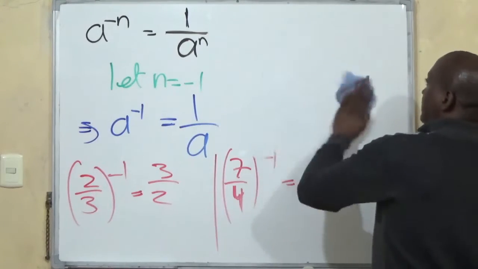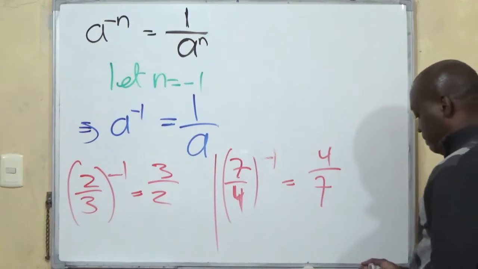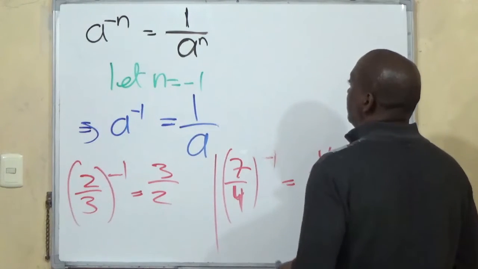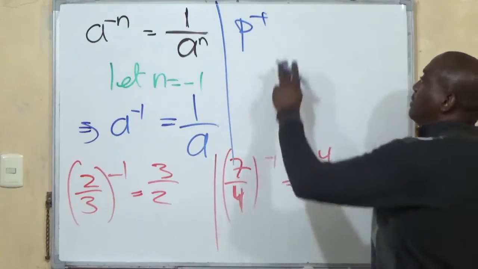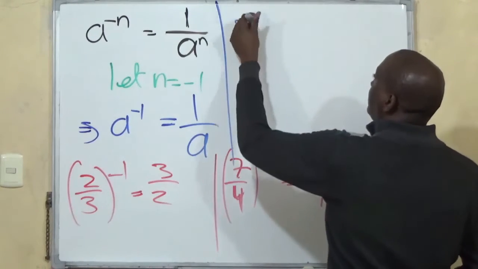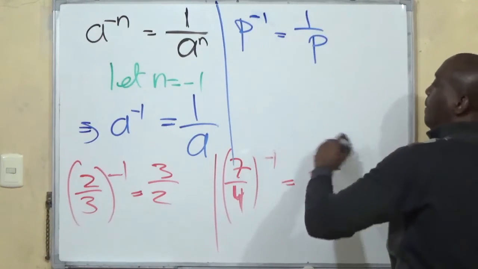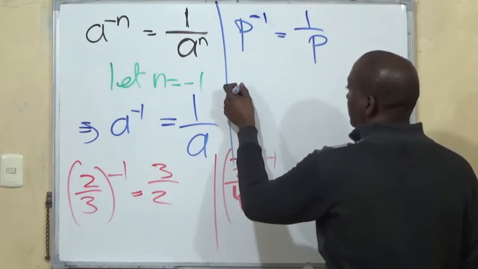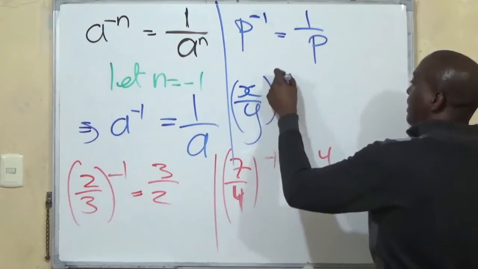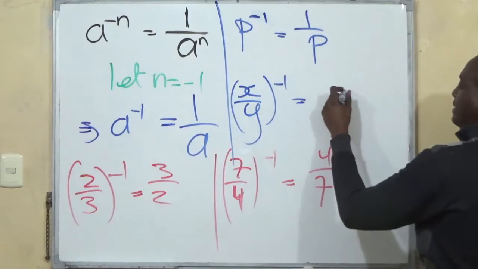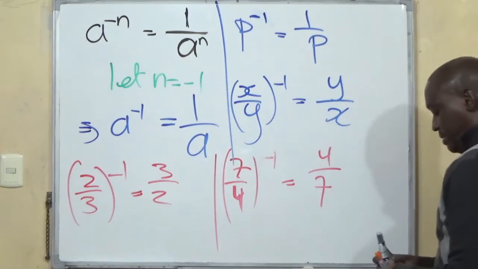Excuse me, letters and numbers. So for example, you're doing a question and you come across, let us say, p to the minus 1. Well, p to the minus 1 is simply 1 over p, not so? Let us say you come across x over y to the minus 1. x over y to the minus 1 is simply y over x. You flip it.